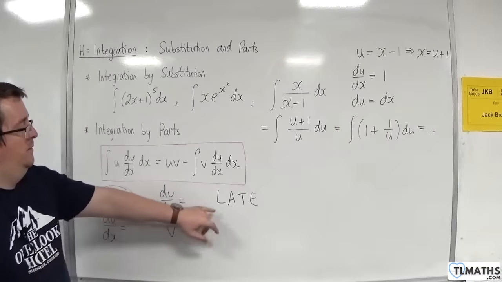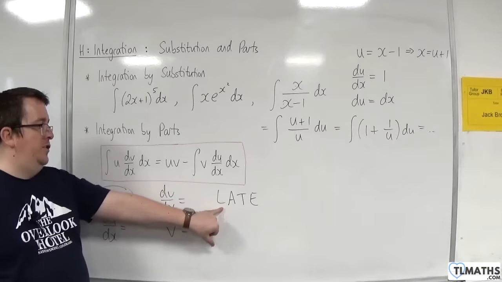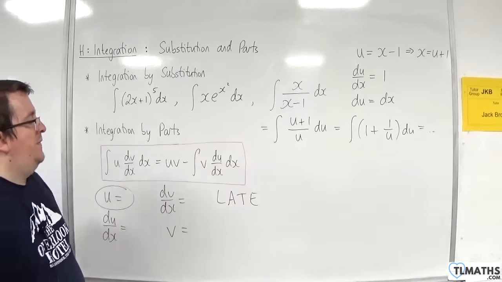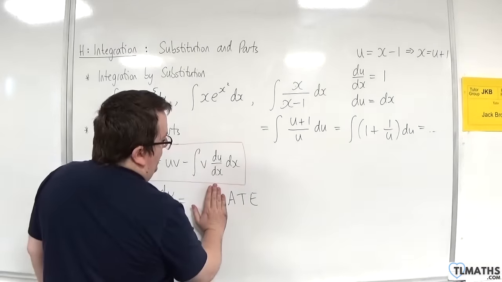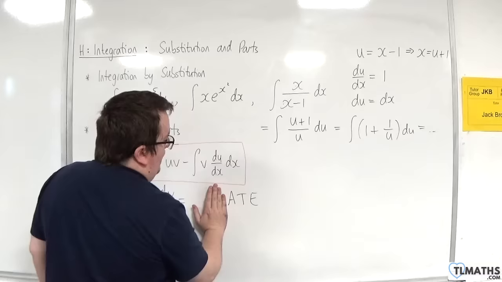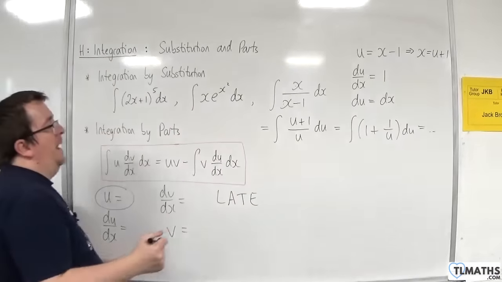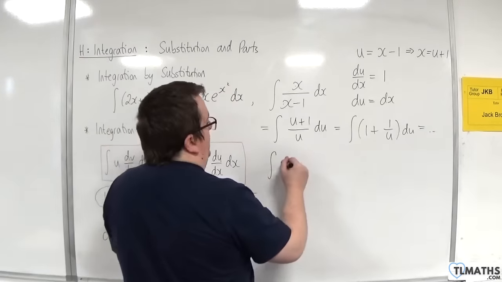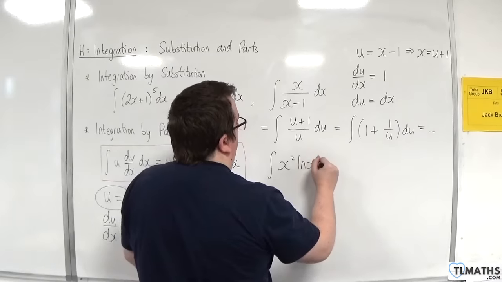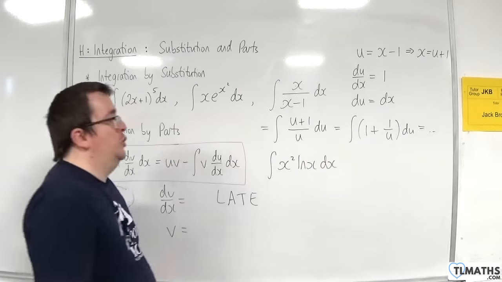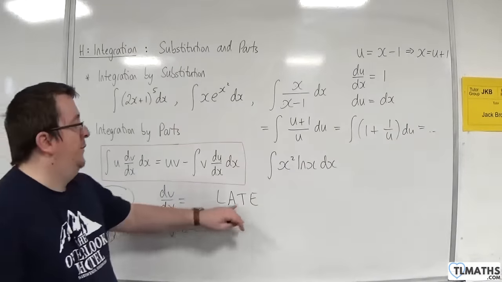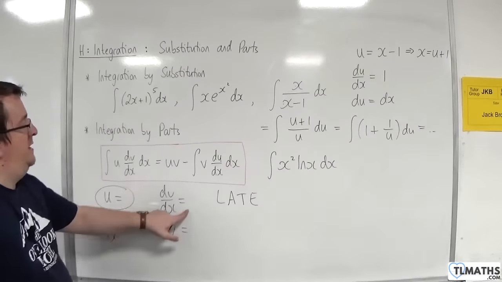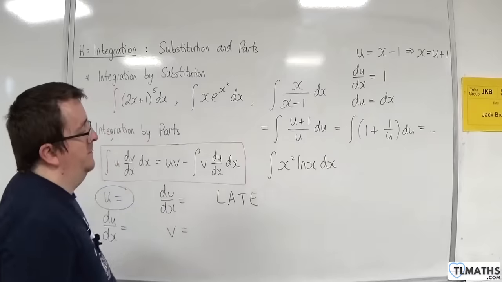So L is for logarithms. If you see a logarithm, then u should be that. If there are no logarithms, then the next thing you should choose is A, which is for algebra. An example of this would be the integral of, let's say, x squared ln x dx. What should be the u? Well, because there's a logarithm, that should be the u. u is log x, and dv by dx would be x squared.